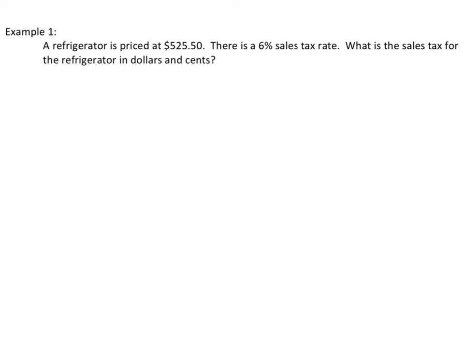So here's our first example of sales tax. It says a refrigerator is priced at $525.50. There's a 6% sales tax rate. What is the sales tax for the refrigerator in dollars and cents? So just like income tax, we're going to set up a proportion. It's the same format. We have our total down here. Our 100 is always over or under a percent, and our question mark is above our total.